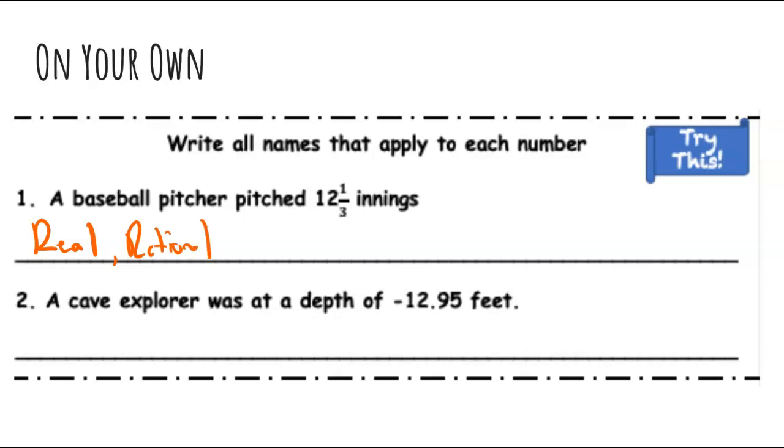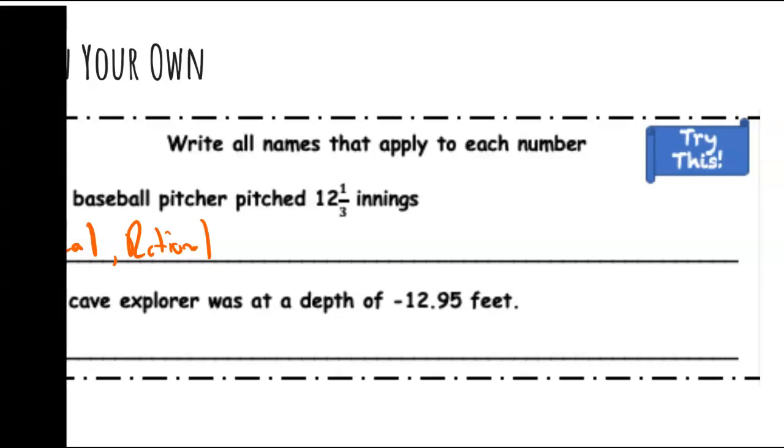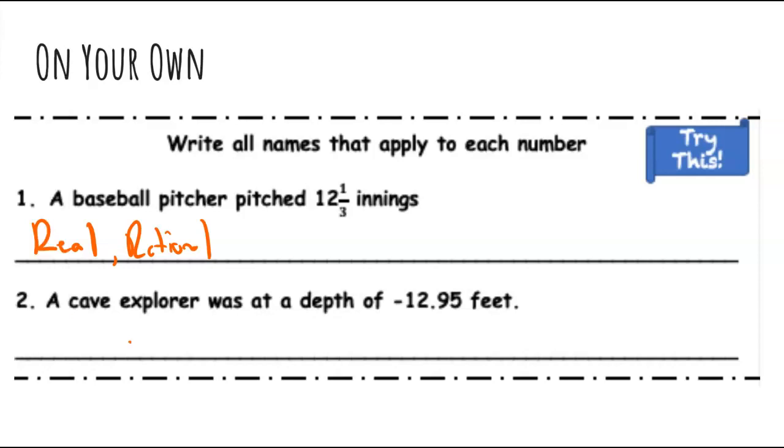A cave explorer was at a depth of negative 12.95. Again, rational. I can make 0.95 a fraction if I wanted to. But it is not an integer. It is not a positive or negative whole number. That means, again, in the same sense, it fits in as a real number and as a rational number.